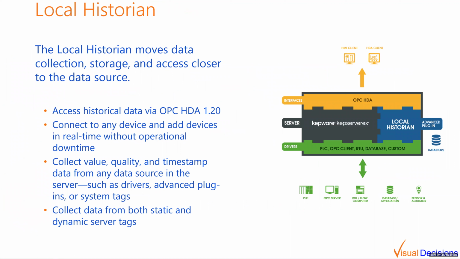Local historian. The local historian moves data collection, storage, and access closer to the data source to prevent data loss and improve efficiency with open access and single product solution. So the plugin architecture simplifies communication, provides flexibility, and makes information accessible across OPC HDA.